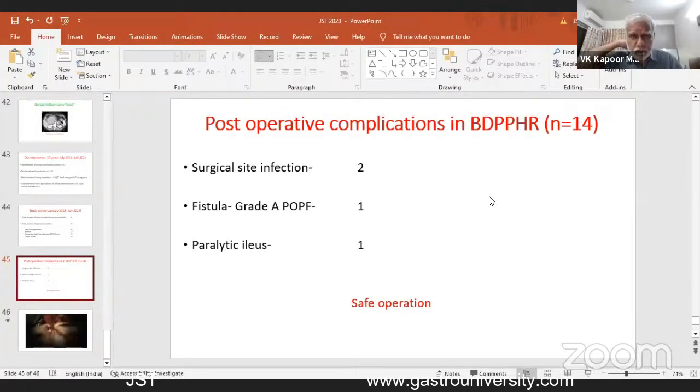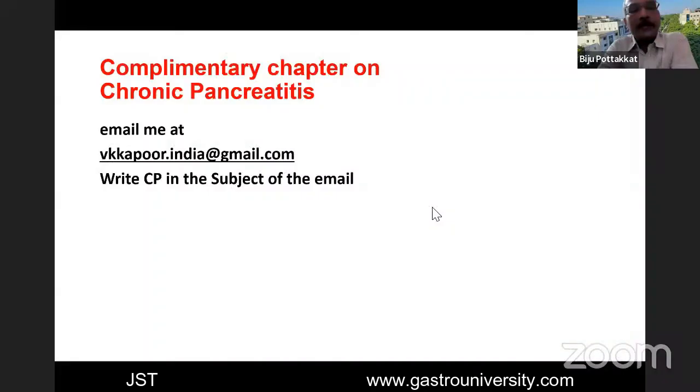Vijay takes over. Biju, for the sake of students in the audience, can you please again clarify what is PHRASE, what is conservative PHRASE, what is extended PHRASE, and what is modified PHRASE, and what is your modification? Because students are always asked this question in the exam.